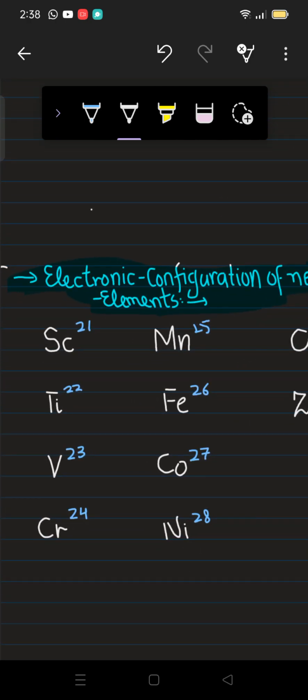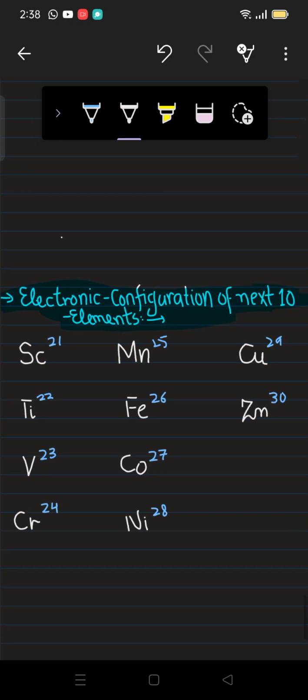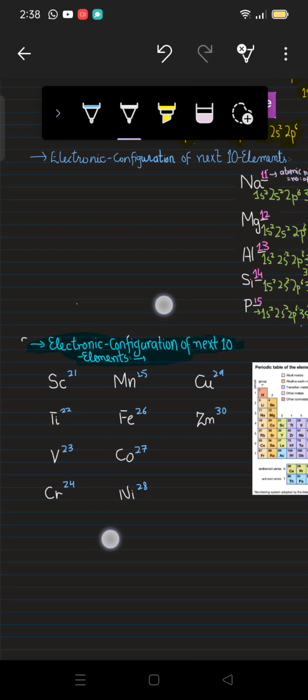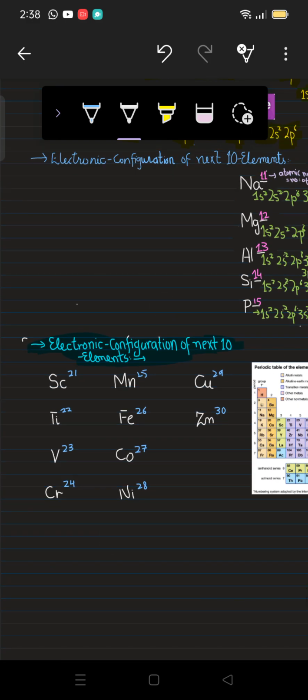Sc is the symbol which is the representation for scandium. Then Ti is for titanium, V is for vanadium, Cr is for chromium, Mn is for manganese, Fe is for iron, Co for cobalt, Ni for nickel, Cu for copper, and Zn for zinc. Which means today we will be deriving the electronic configuration of scandium, titanium, vanadium, chromium, manganese, iron, cobalt, nickel, copper, and zinc.